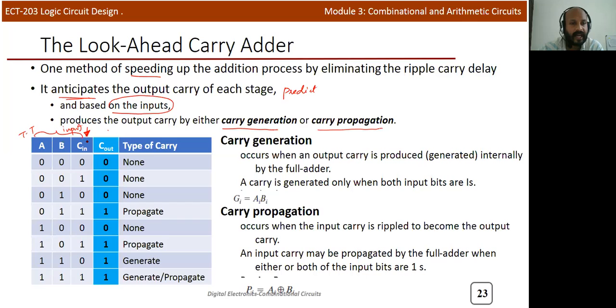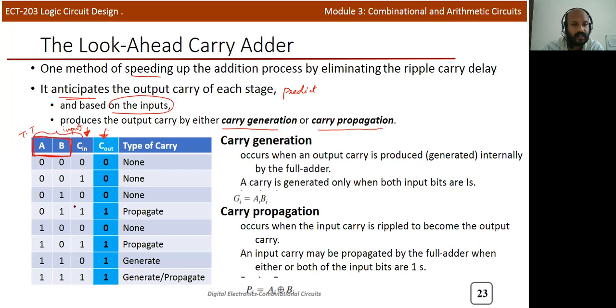So in order to avoid that, by eliminating the C in, we will predict the C out only by using A and B. Okay. So that's the concept behind look ahead carry. By using A, B inputs, we will predict the C out. If you know A, B, C in, definitely you can calculate C out by using the full adder concept. But in look ahead carry adder, we are predicting the C out value by using the inputs A, B.